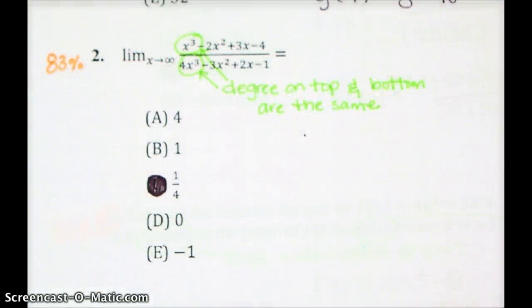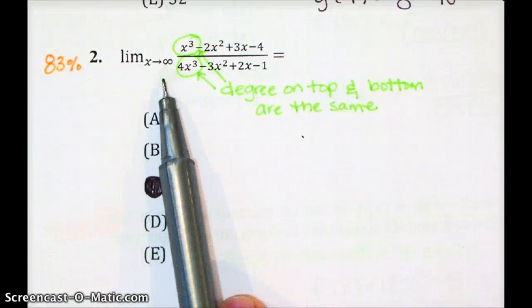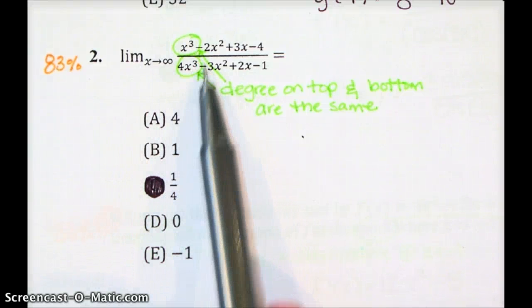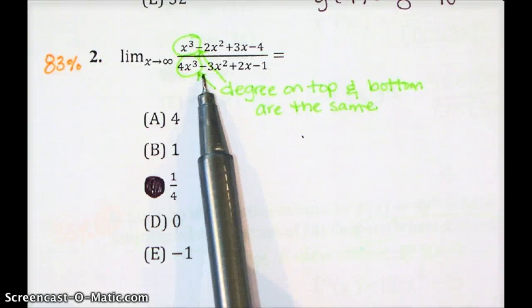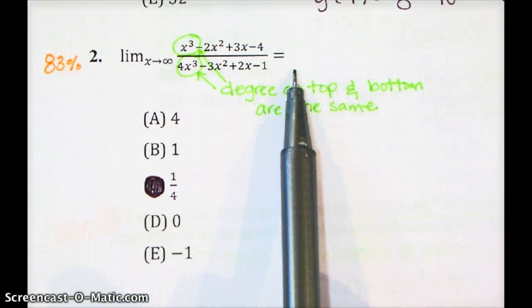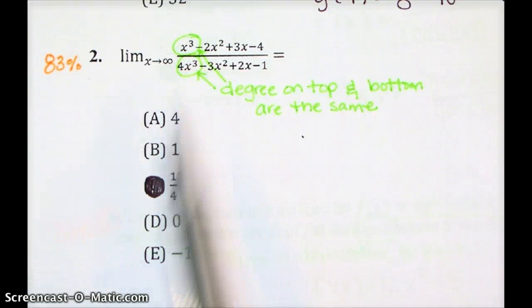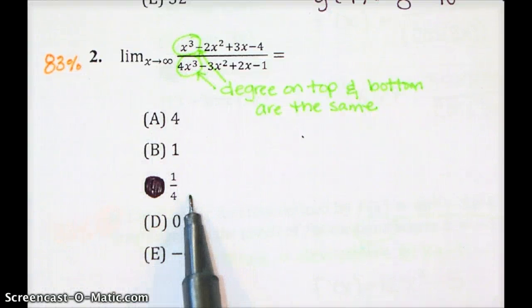Question number 2 is really just a matter of understanding the rule about degree. When you have the limit as x approaches infinity, and this only works if x is approaching infinity, but if that's what you're looking at, then all you need to do is look at the degree on the top and the bottom. If the degree on the top and the bottom are the same, then the answer to the limit is the same thing as the coefficients of the top and the bottom. So in this case, it would be 1 over 4, which is why the answer was C.